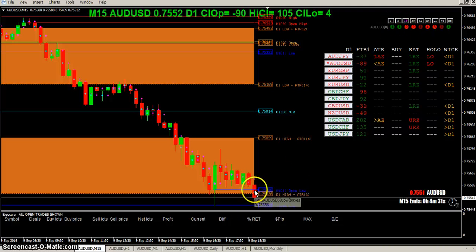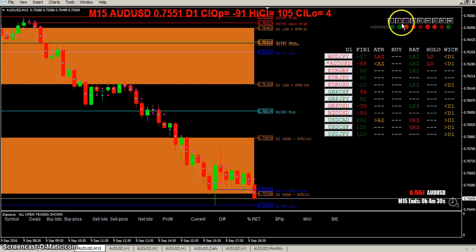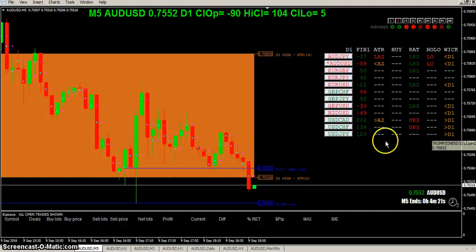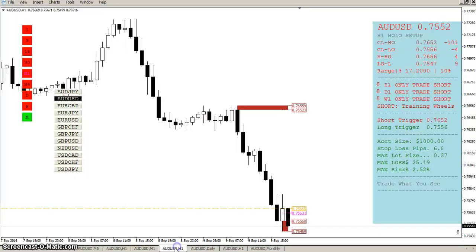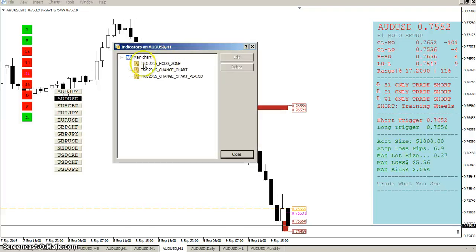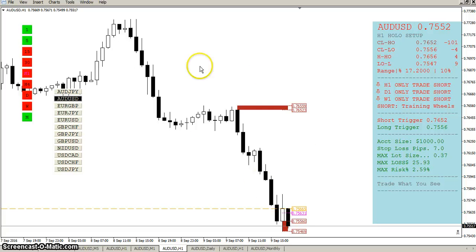Now you wouldn't want to take the trade on a red candle, but you can see here on the M5 it's a green candle. So we don't have anything in the holo zone in the upper. Now this is the holo zone indicator. This is the TRO 2016 holo zone. And you see I've changed charts.